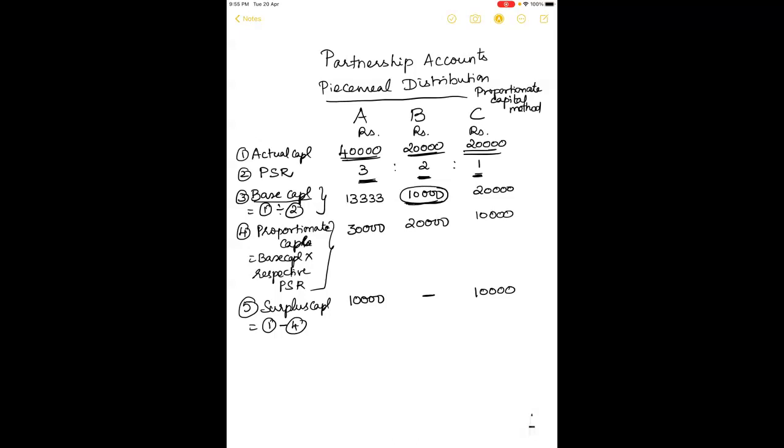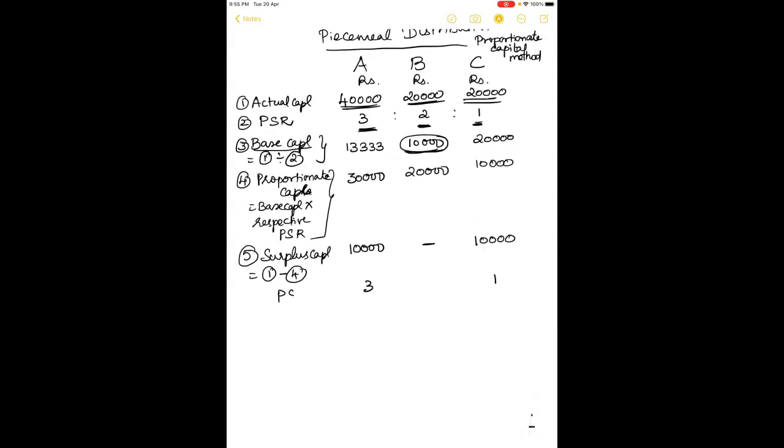So both A and C are having surplus capital of 10,000 and 10,000. If both their profit sharing ratio is the same, then we can stop the calculation with this. We have to settle A and C each with 10, 10, and then only we can proceed to give A, B and C in the profit sharing ratio. But A's profit sharing ratio is 3, C's profit sharing ratio is 1. So again we have to repeat this process of finding out among these two, between A and C, who is having surplus capital. We repeat the previous steps.